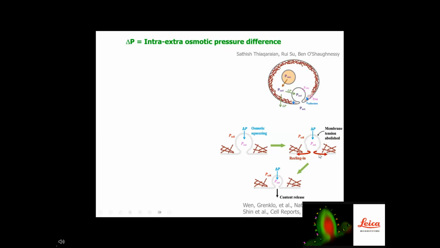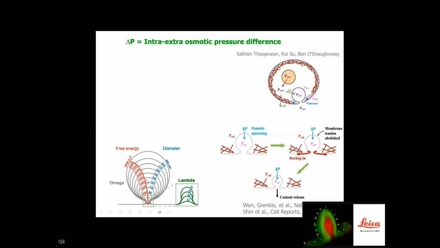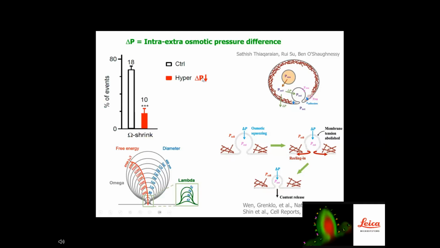The higher membrane tension at the plasma membrane can then reel off the low tension vesicle membrane. So the vesicle shrinks, and this is repeated. So you can see the vesicle shrink instead of the collapse. And this model predicts that if you reduce the driving force, the delta P, by applying a hypertonic solution, then the shrink fusion is going to decrease. And indeed, we see experimentally the decrease of the shrink fusion by applying a hypertonic solution.